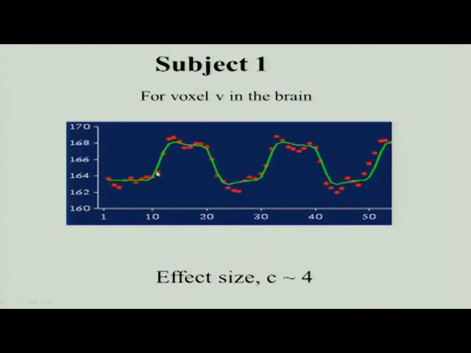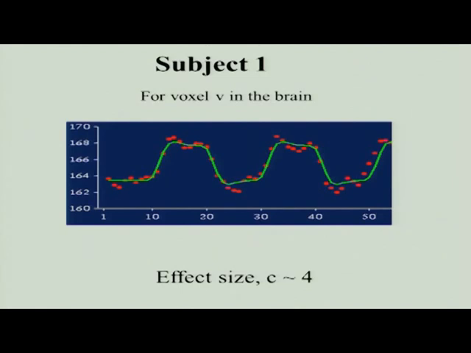Then what we've done is fit a general linear model, as described this morning, and the fit of the model is shown with this green line here. This data was from a visual experiment where we had a rest period and then some visual stimulation, and in this particular voxel in the brain we get a response. The size of that effect for this subject is 168 minus about 164, so the effect size is 4.